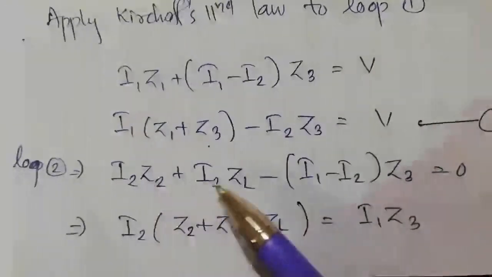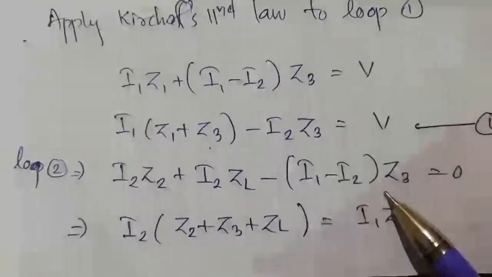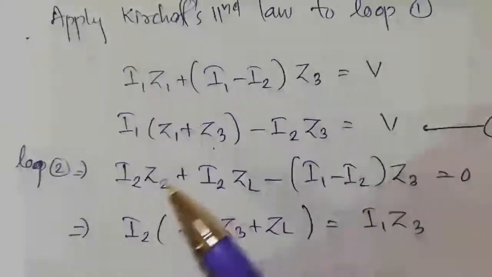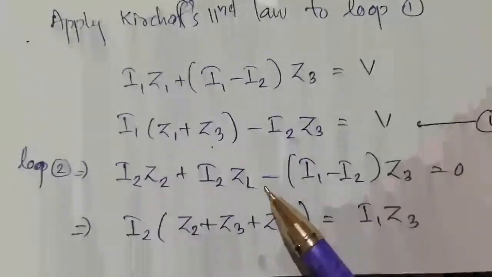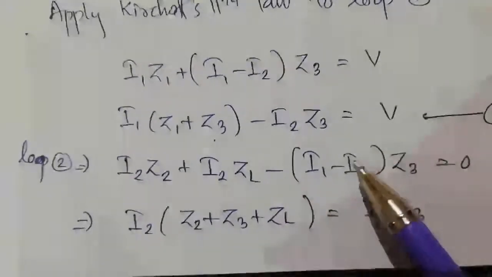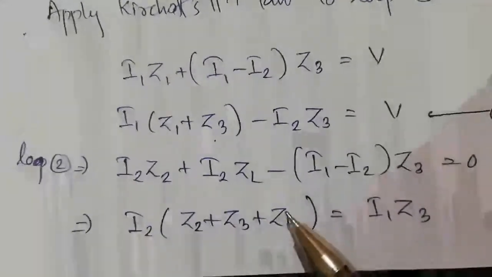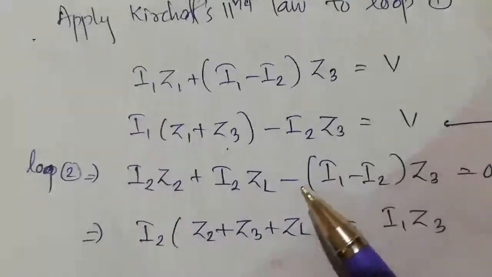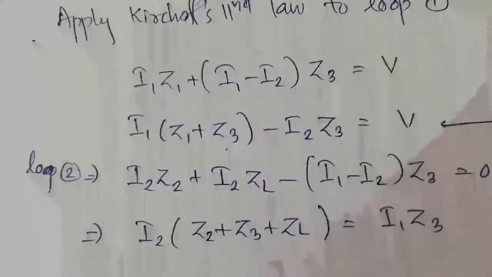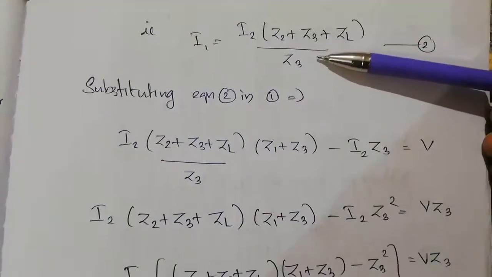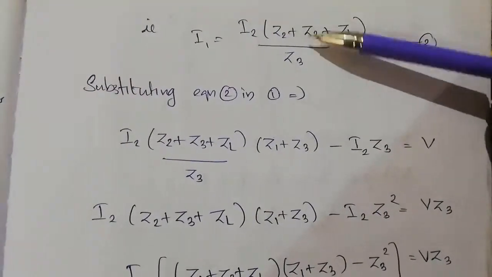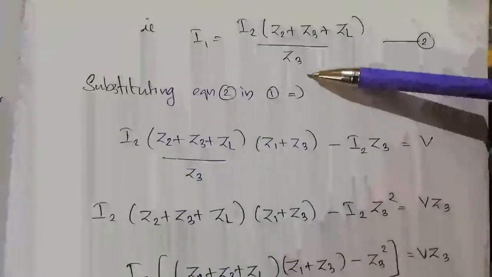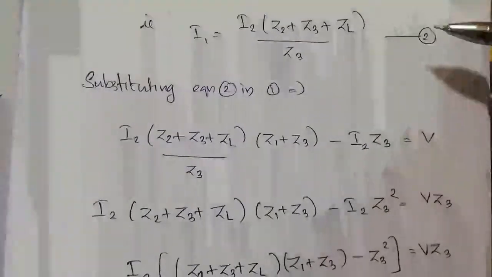This is I2 Z2 plus I2 ZL minus (I1 minus I2) Z3 equal to 0, and here I2 into (Z2 plus ZL), and there is also minus of minus I2, that is plus I2 into Z3. So this is equal to I1 into Z3. We have taken this minus I1 Z3 to the RHS. So by rearranging we can write I1 equal to I2 into (Z2 plus Z3 plus ZL) by Z3, and give it as equation number 2.